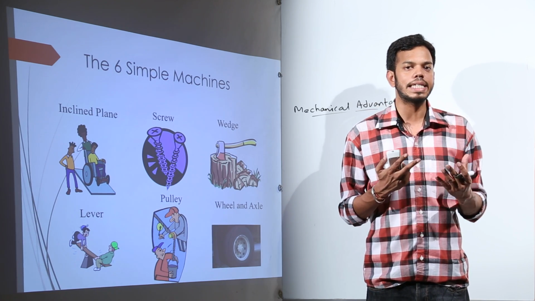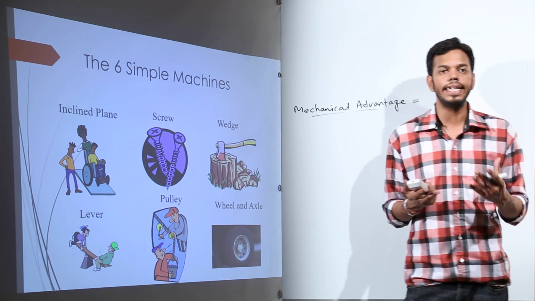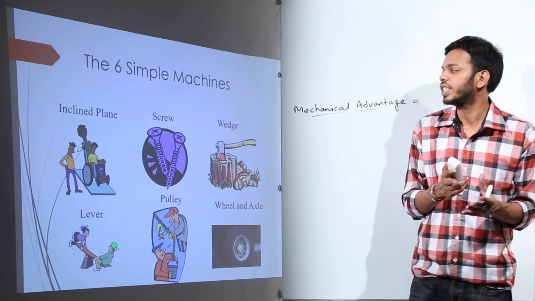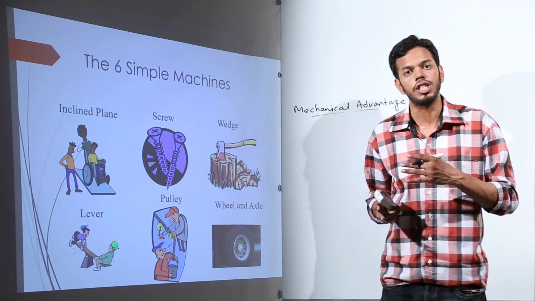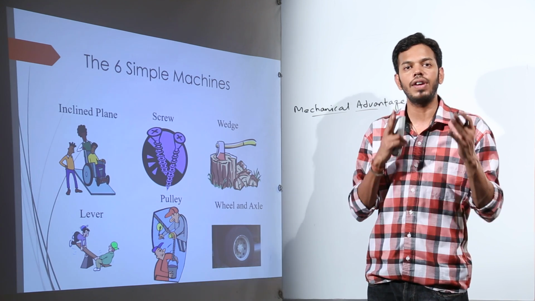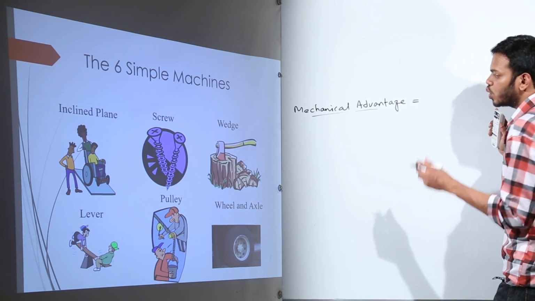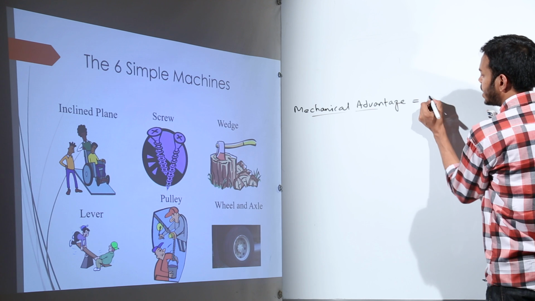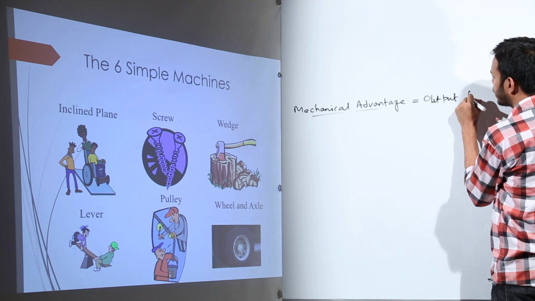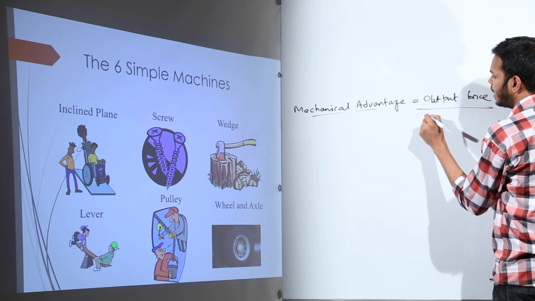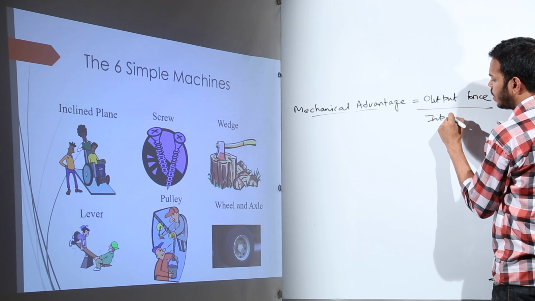So what we are discussing here is we are relating the output force which has been performed by the machine and the input force which has been applied on the machine. So we are comparing both and we are finding the mechanical advantage. So the formula for mechanical advantage is very simple. It's output force divided by input force.